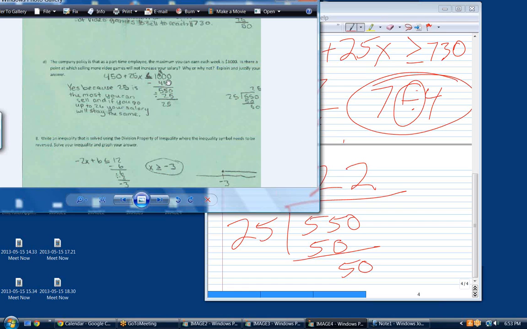Okay, then you subtract 450 from both sides. You get 550 divided by 25. We know that's 22. So if you sold exactly 22 video games, you would make $1,000. So there's no point in selling more than 22. I think you've answered that adequately. Write an inequality that is solved using the division property of inequalities where the inequality symbol needs to be reversed. Okay, you've given a perfect example of it here.